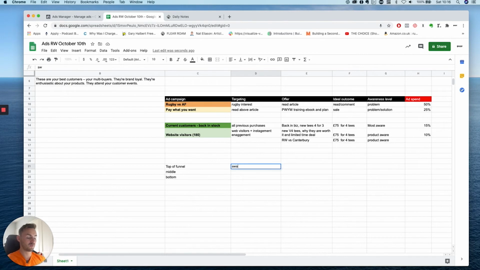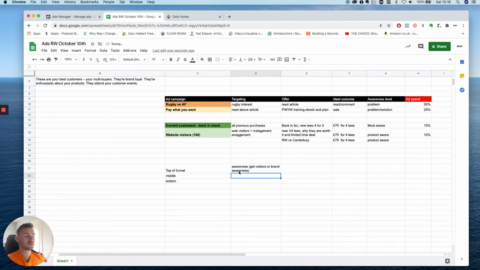Top of funnel is just awareness, getting visitors or brand awareness. Middle of funnel is engagement, like traffic and leads, so emails. When we say leads, we mean emails, and I'll show you some lead ads I'll do. Then bottom is purchases. After that, at the bottom of the funnel, you've got referrals: people who are going to refer others to buy from you, or become repeat customers.